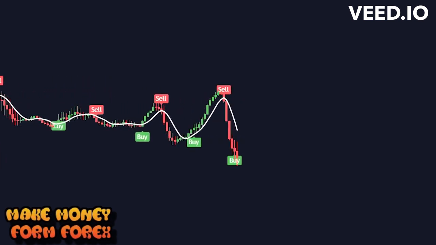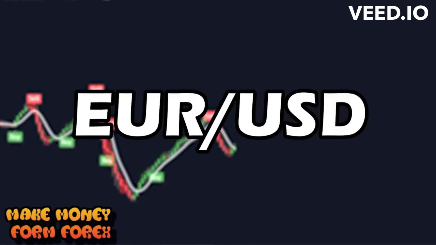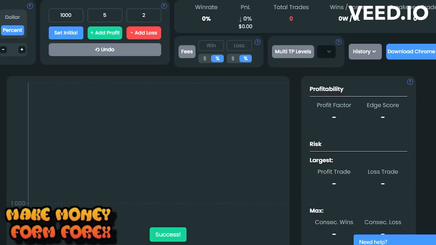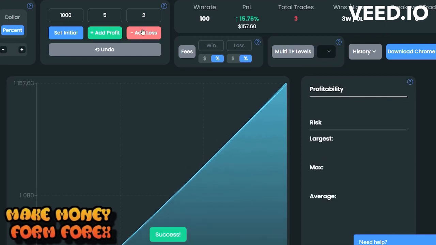I will also backtest this strategy 100 times on the EUR/USD chart so you can see the numbers behind it. For the backtest I will use TraderEdge, that way I can backtest 5 times quicker.